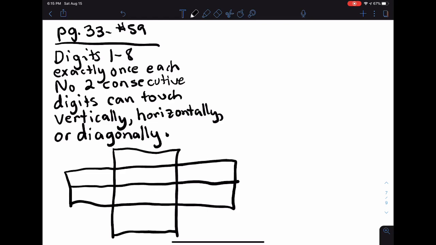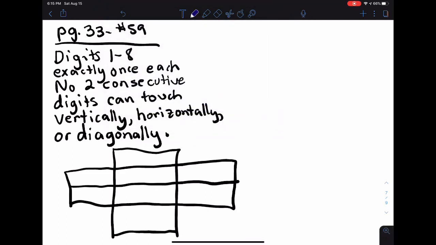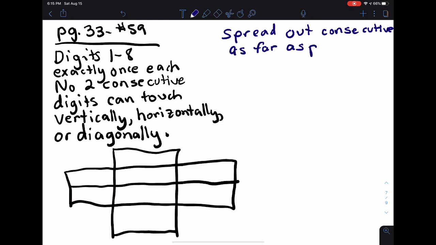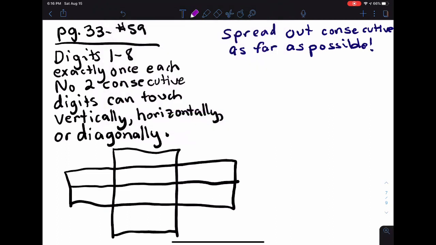So I think I'm going to switch colors so you can see my digits, have them stand out. Let's do blue. So when I was first thinking about this, I'm like, well, I know that consecutive digits can't touch, so spread out consecutive as far as possible. That blue is not light enough, so maybe I'll switch to a different color. Maybe this purple color? Alright, so I'll use the figure I have there.